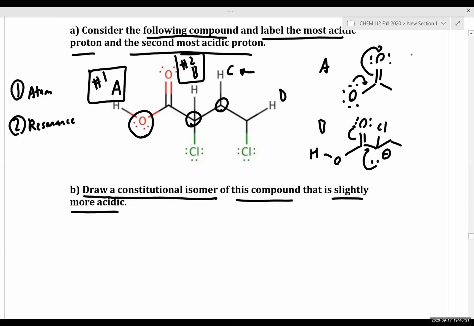Looking at proton C, we have this anion that's on a carbon. Is it very favorable to have a carbon-centered anion?